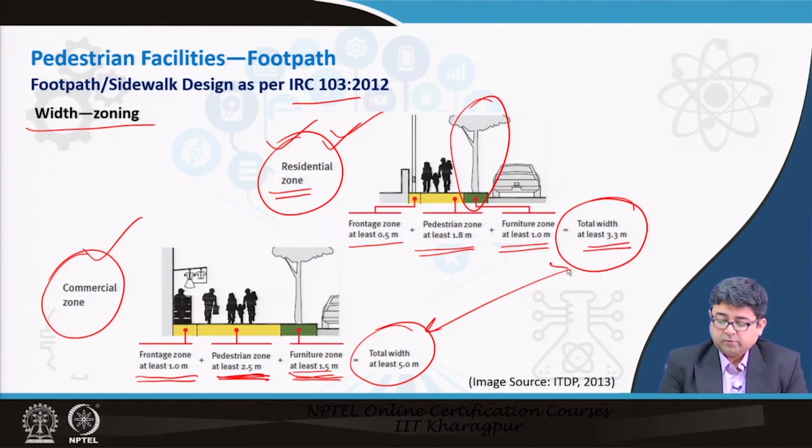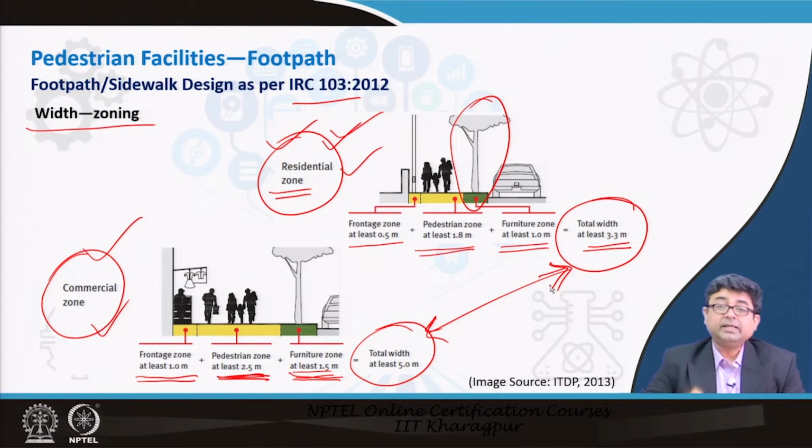So, when you go from a residential zone to a commercial zone, you see that the width of your sidewalk increases from 3.3 to 5 meters.